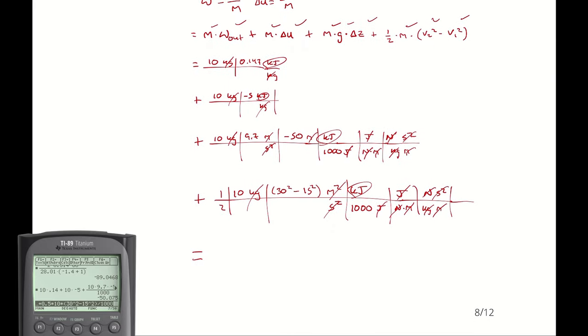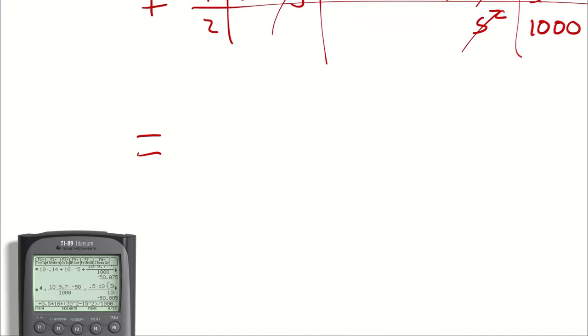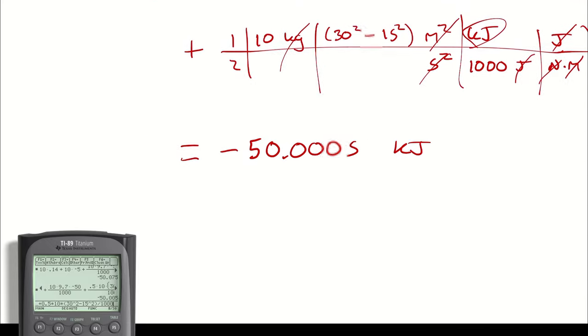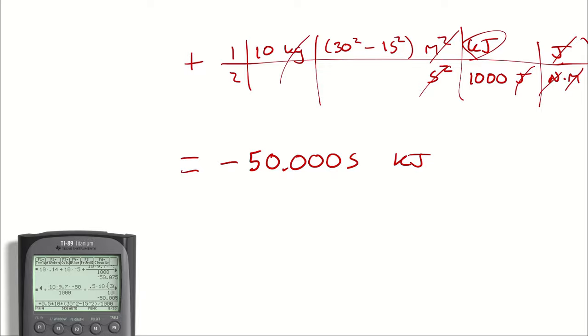And I get 10 times 0.147. Then 10 times negative 5. Good. And then 10 times 9.7 times negative 50. Yep. 0.5 times 10 times 30 squared minus 15 squared. And then those are both divided by 1,000. Cool. So I get negative 50.005 kilojoules. And that was my heat transfer in.